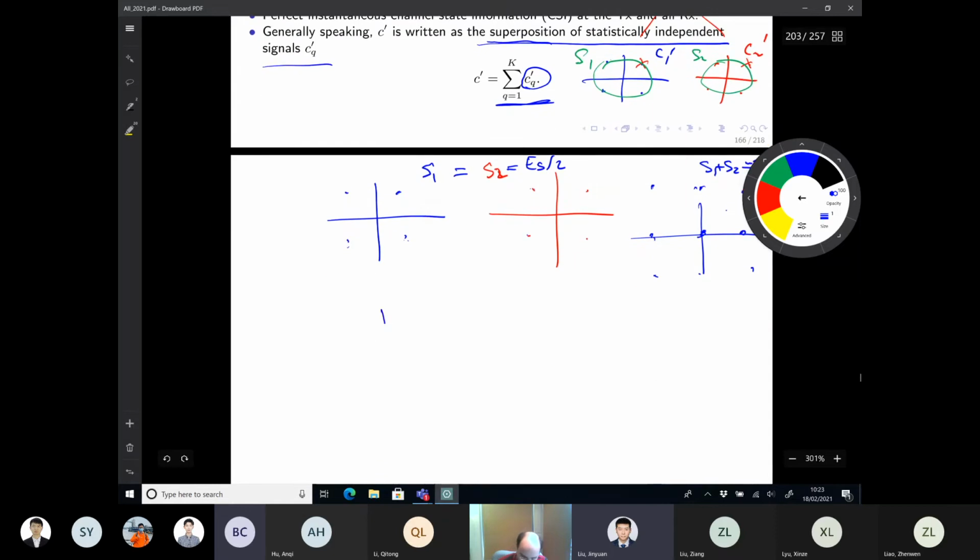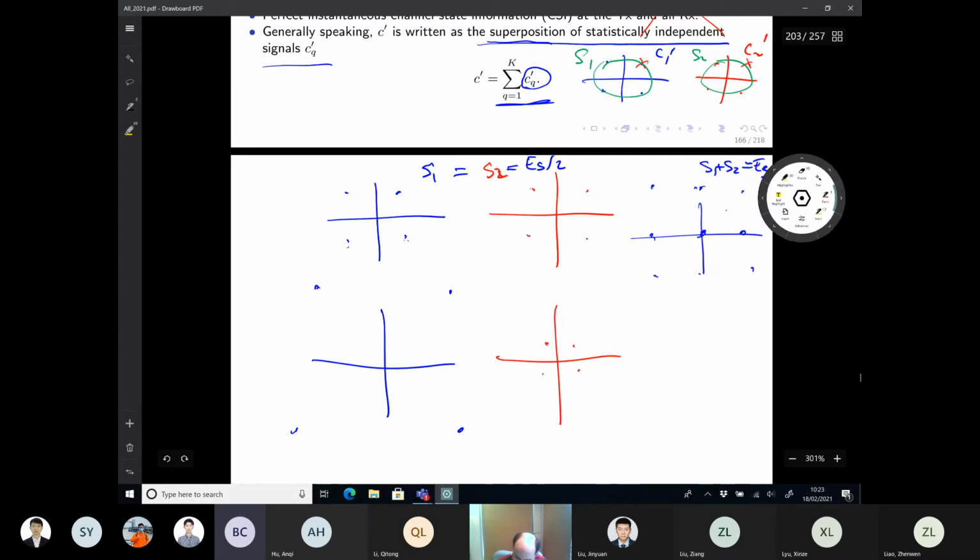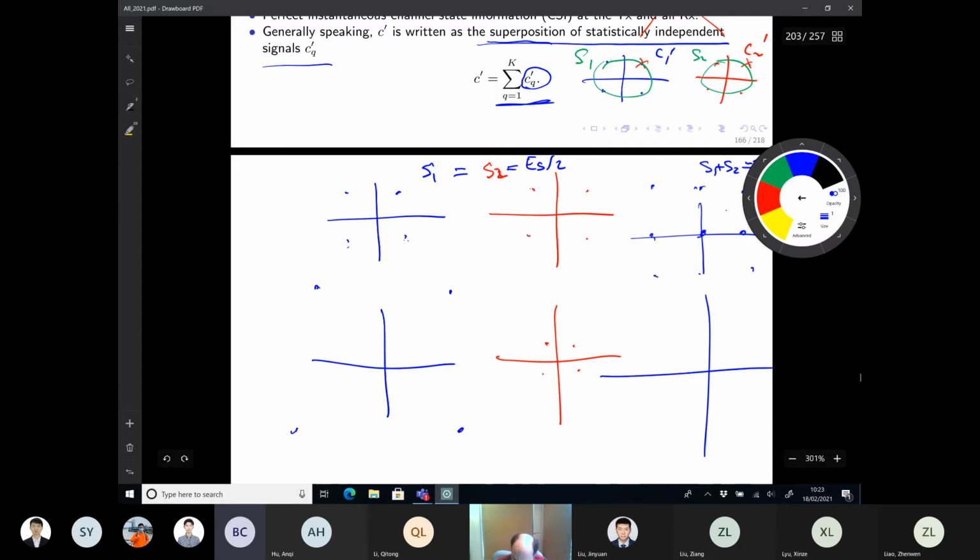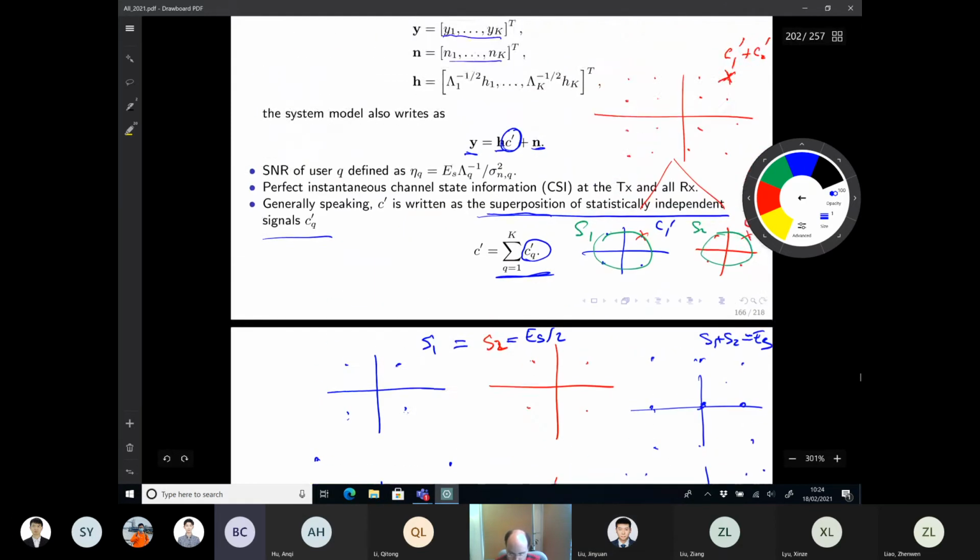That's right. But if you have different sizes, if this one is much larger for user 1 and the one for user 2 is much smaller, right? In that case, your resulting constellation may look something like this. So typically, what is happening here when you do the SIC?